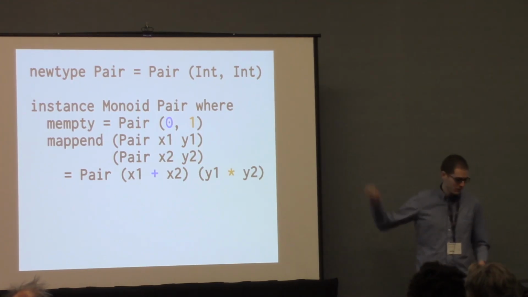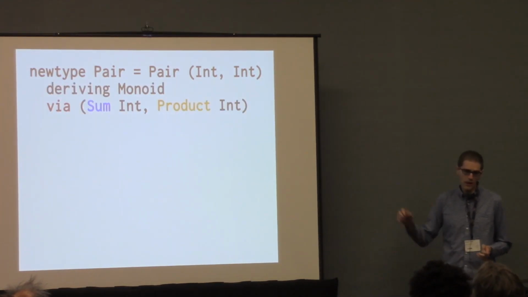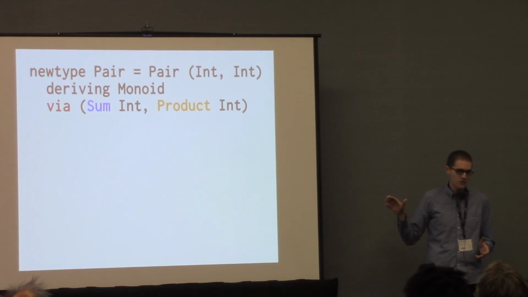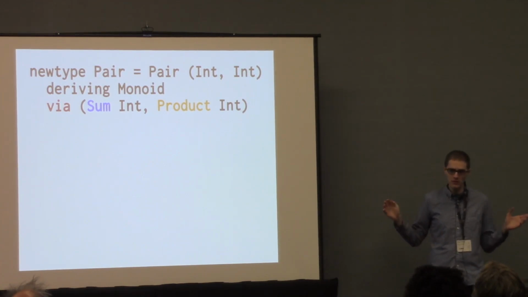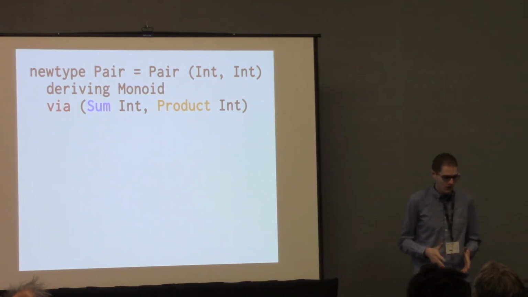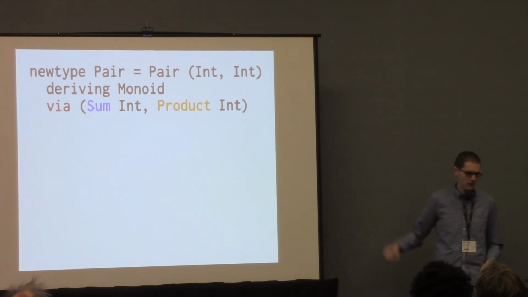But luckily, we don't have to write this anymore. Now we can say deriving Monoid, and we can now say something after the deriving clause: via Sum Int and Product Int, where Sum and Product are newtype adapters that give you the properties of addition and multiplication. So that's really cool. Now we don't have to write boring instances like that anymore.